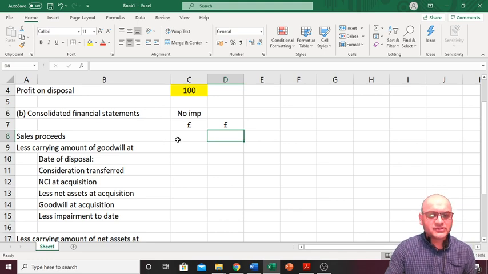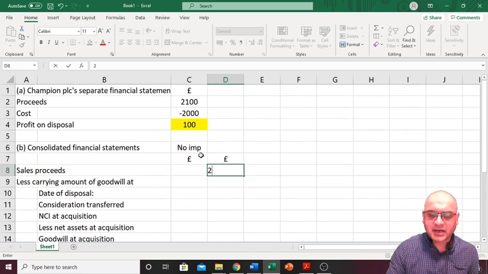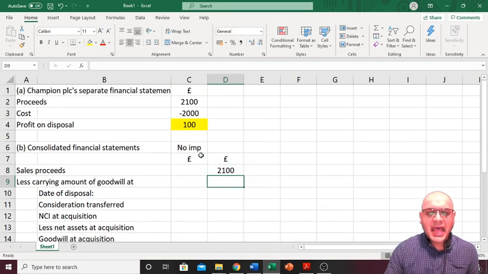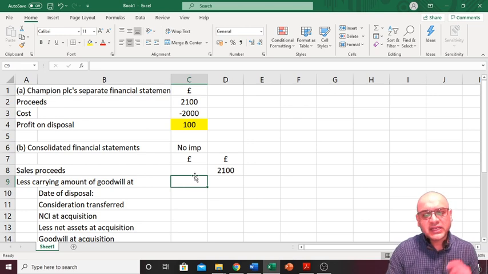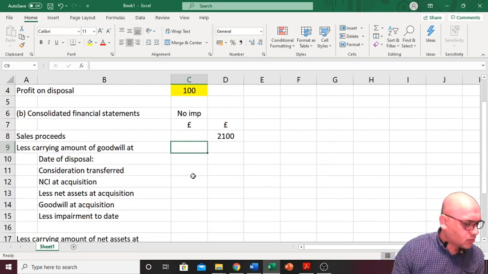So sales proceeds doesn't change really. What we received is what we have received, 2,100. And as the working suggests, we need to remove everything related to the subsidiary from here. So we need to remove the goodwill, we need to remove the net assets, okay, and the NCIs at the end.